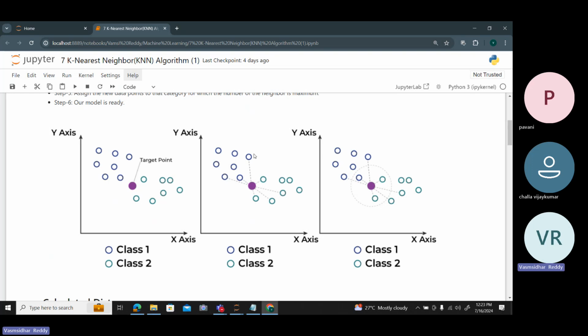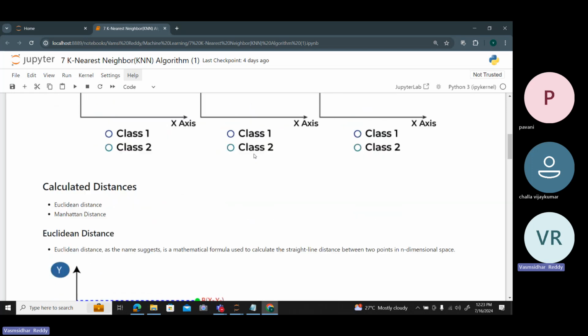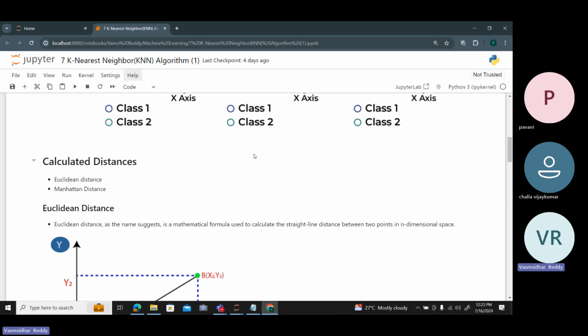So like this, we have an x-axis and y-axis, class 1 and class 2. First, I need to select the target point. This is my new data point, and I need to find the distances and tell which data it belongs to. So this is a graphical representation. We can calculate the distance using two types: one is Euclidean distance and one is Manhattan distance.